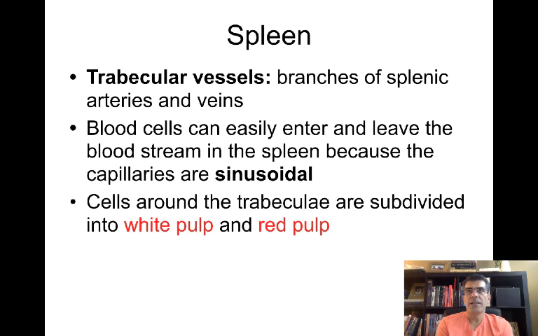We said the capsule of the spleen is going to penetrate and create trabeculae. Inside the trabecula we have vessels we call trabecular vessels. These vessels contain artery and veins. We call them splenic artery and splenic vein. I hope you remember that spleen, liver, and bone marrow have large capillaries, and those are called sinusoids. So the capillary inside the spleen is called sinusoid because they are very large.